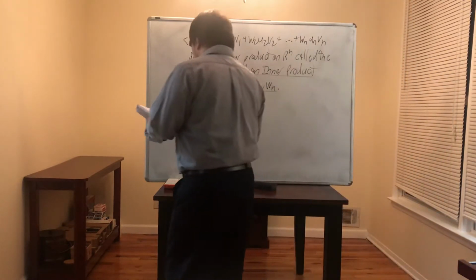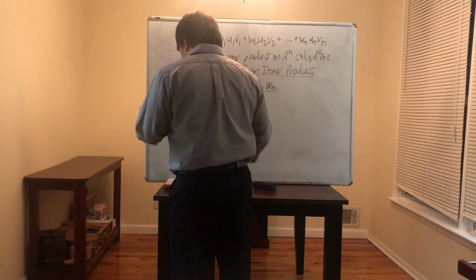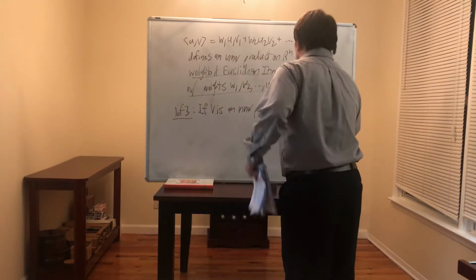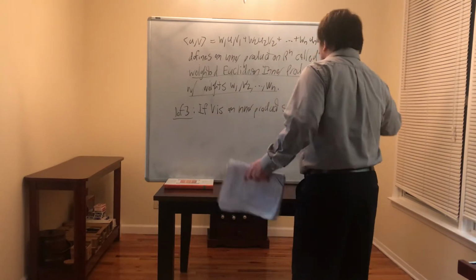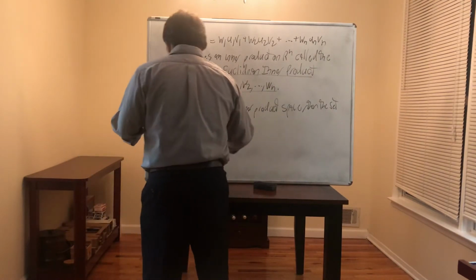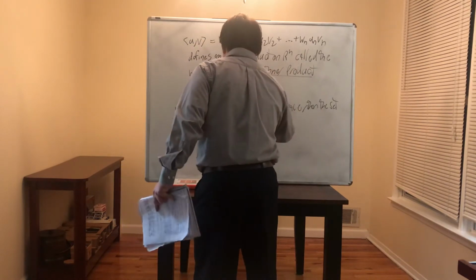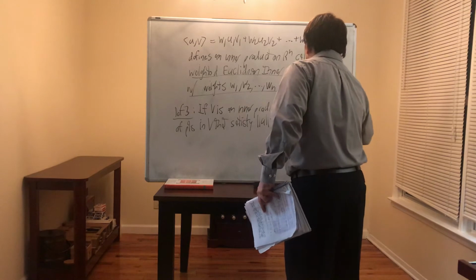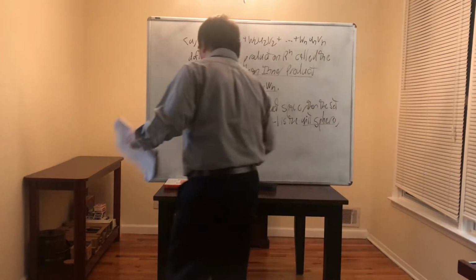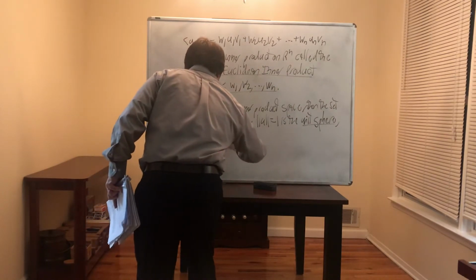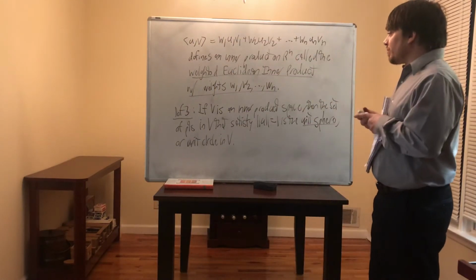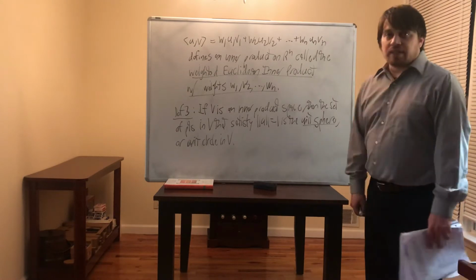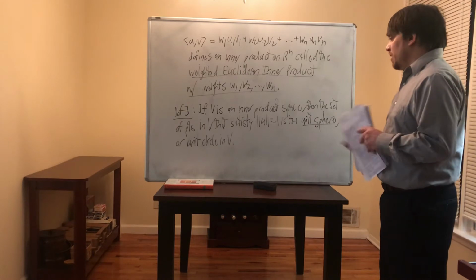Okay, definition 3. If capital V is an inner product space, then the set of points in capital V that satisfy the norm of U is equal to 1 is the unit sphere or unit circle in V. Then the set of points in capital V that satisfy the norm of U is equal to 1 is the unit sphere or unit circle in V. Okay, let's keep going.